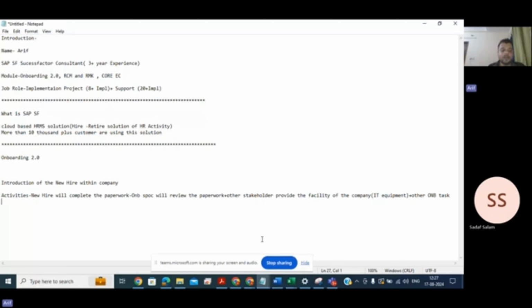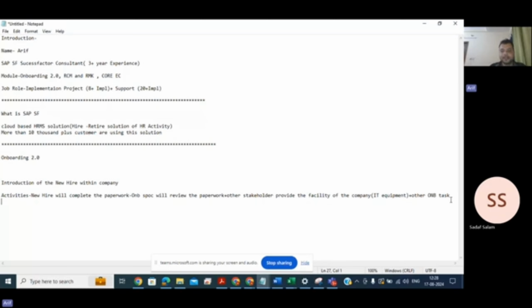Plus the onboarding SPOC will review that paperwork. Also, the concerned stakeholders who participate in the onboarding process, like the IT department, let's suppose the admin department, are responsible to provide the IT facilities and the other facilities which the company gives at the time of joining. Plus other activities also need to be done in the onboarding, let's suppose sending a welcome message, assigning a buddy. So these activities will also be done within the onboarding process.